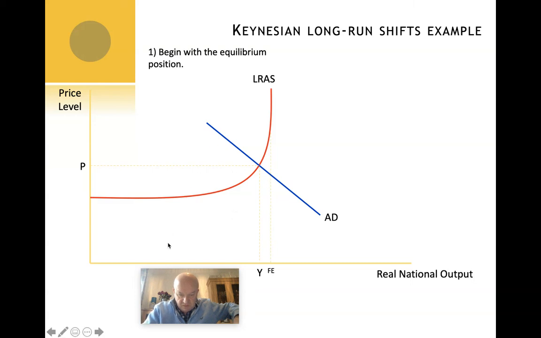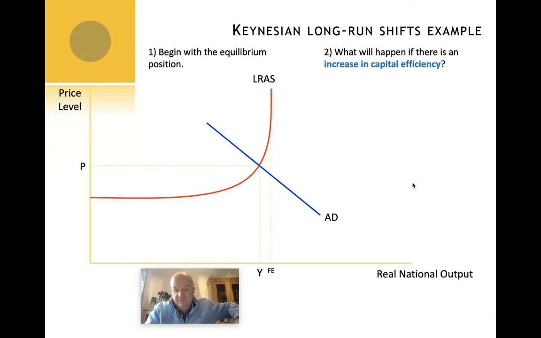So let's take a look at our equilibrium position. This is at a point where we're reasonably close to full capacity, because you can see our full employment capacity in terms of long run aggregate supply is in this area here. So our market's in equilibrium at AD, and that gives price level P, and Y is our real national output at that level. If we had an increase in capital efficiency, though, that would cause long run aggregate supply to increase. That's going to cause LRS to shift to the right.